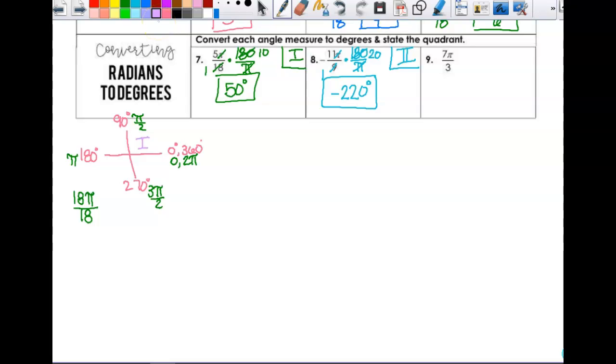All right, so now I have 7 pi thirds. I know this is 0. Pi would be 3 pi thirds, right? If I go to 2 pi, what's that in thirds? 6 pi thirds, right? But I got to go 7 pi thirds, so I end up in quadrant 1. So I'm going to multiply by 180 over pi. The pi's cancel out. 3 goes into 3 once, into 180 60 times, so I get 420 degrees.